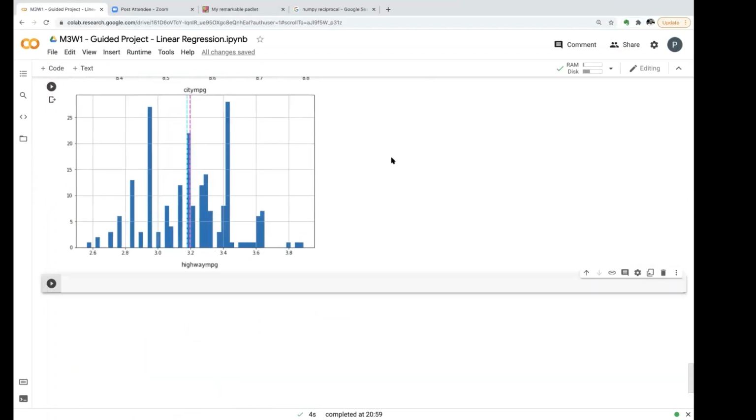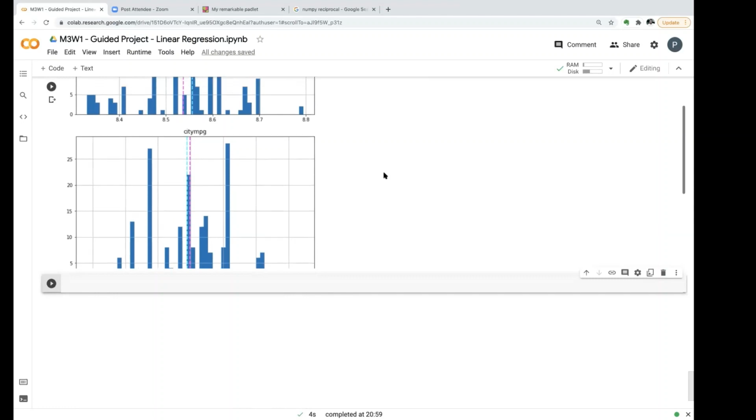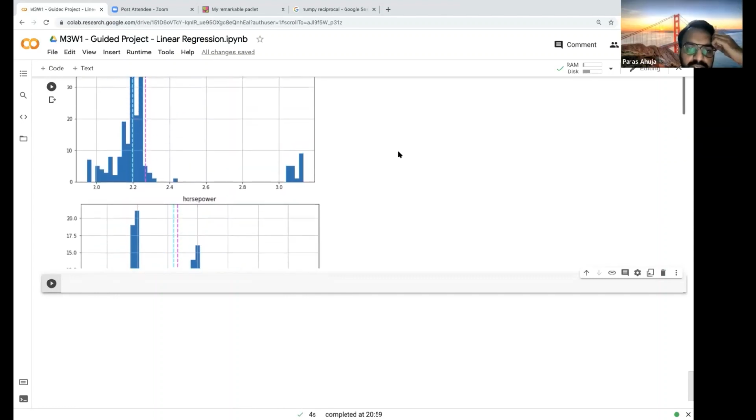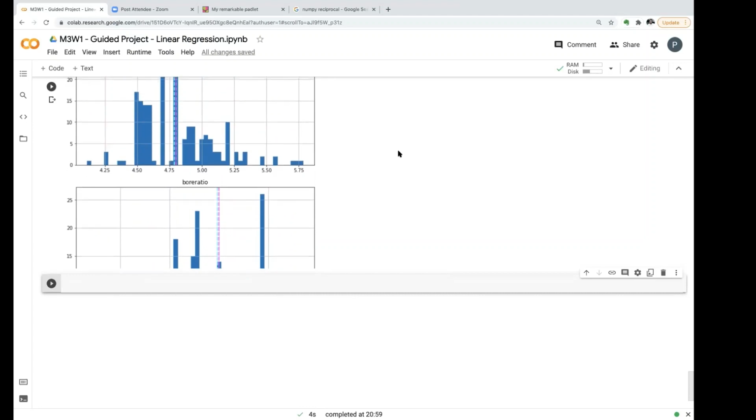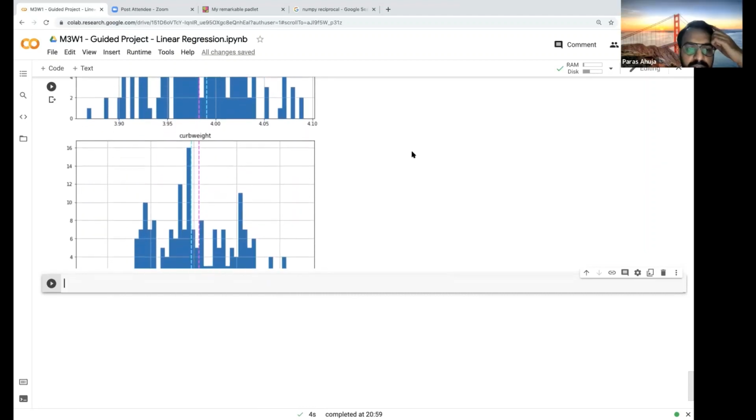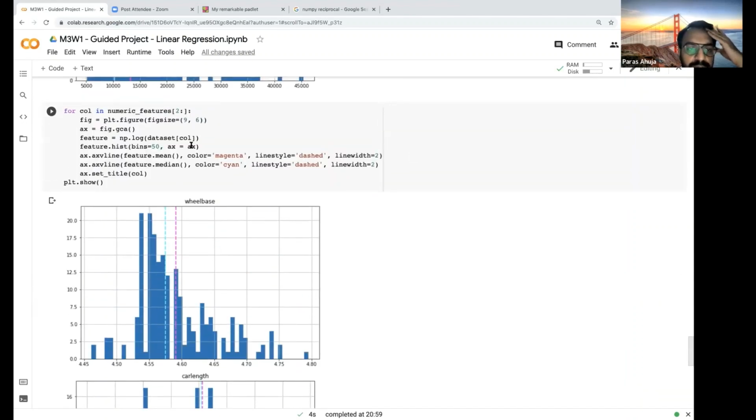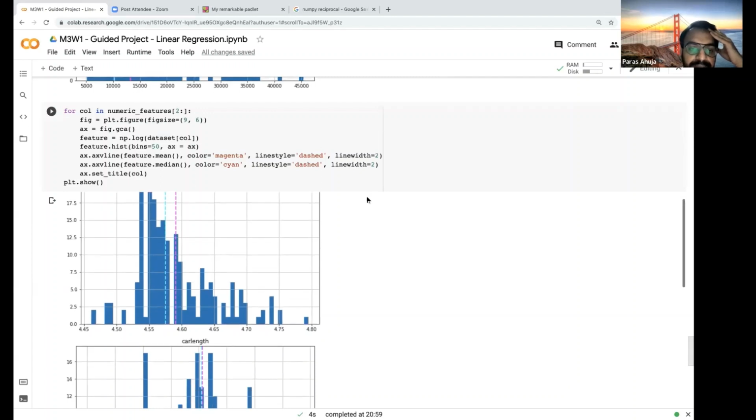Paras, I have a question: if a column is already normally distributed and we apply a log transformation on it again, then what will happen? Nothing will change much there, right? You can try it, just changing a few things here, like the variable names. You can try that.